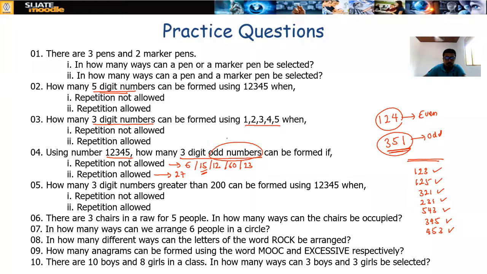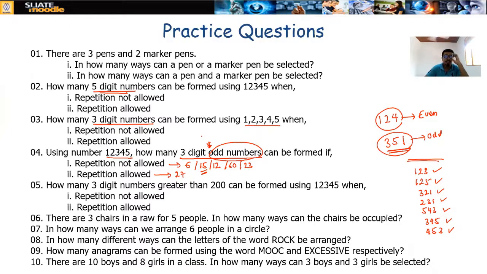It means we have what? We have a condition here. We are going to form a 3-digit number, but it should be an odd number. That should be an odd number.